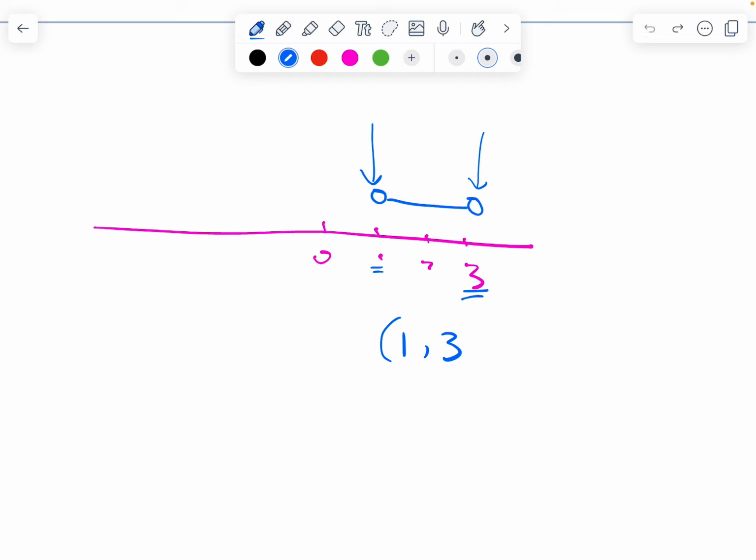Now, what happens if I go in here and I fill in these circles? Or let's say I fill in this one. Now that includes 1, and so we change that to a square bracket. Now, let's say I fill in both of them. Then that becomes square brackets on both. So that means all the numbers between 1 and 3.